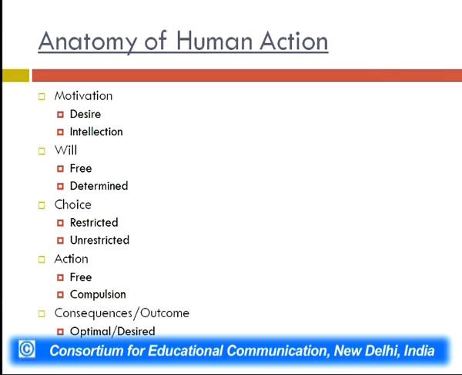The second part of human action is will. At times we may have desire, we might have gone through a process of intellection as well, but we may not have the will to act. So willing to act is another very important part of a human action. As far as the will is concerned, as we have already discussed in one of our previous lectures, our will could be free or determined.